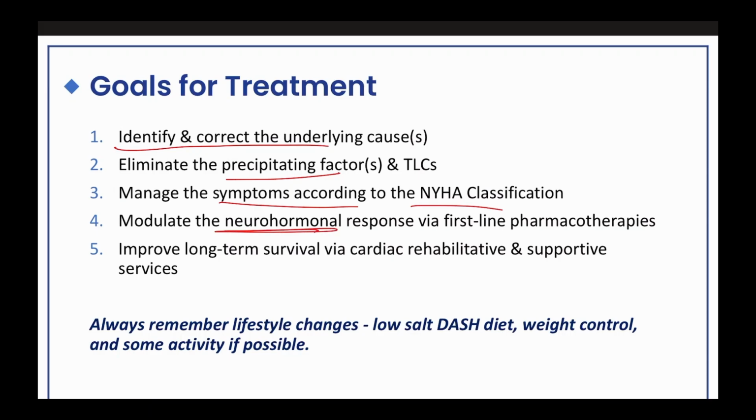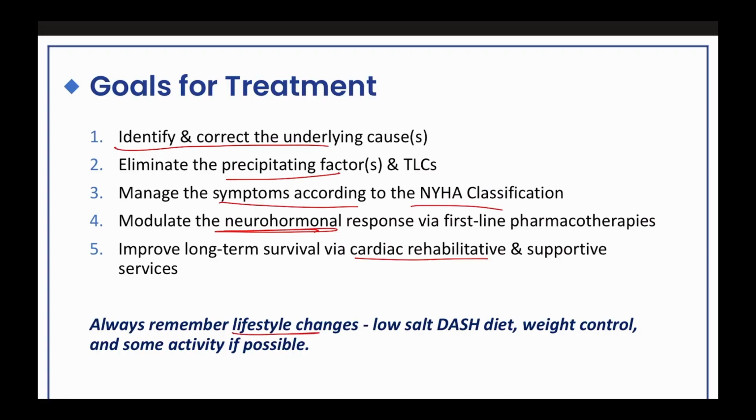Watch for that neurohormonal response via first-line pharmacotherapy. So all those things that happen with heart failure, we have to watch those things and we treat it with medications. And improve our long-term survival with cardiac rehab and supportive services. So this is our goal for treatment.